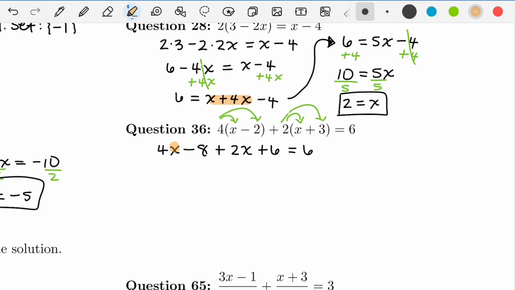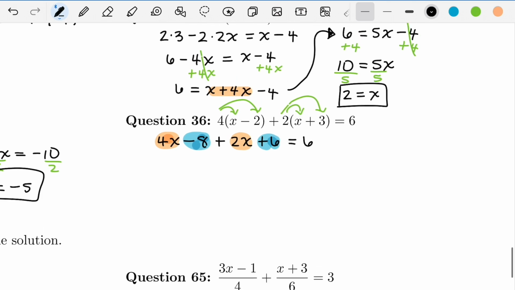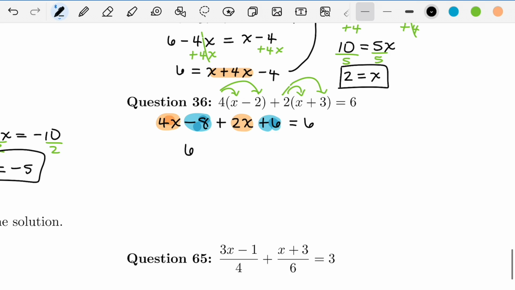Now we can combine like terms right away because we have a 4x and a 2x on the same side of our equation and a -8 and a +6 on the same side as well. So we have 4x plus 2x, so this will be 6x, and then we have -8 plus 6, so this will be -2. And on the right hand side, we still have that this is equal to 6.